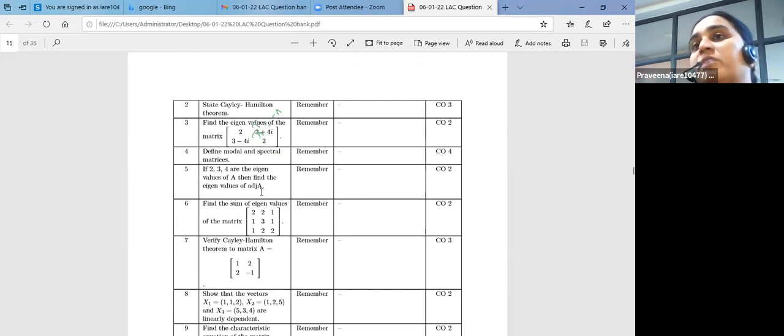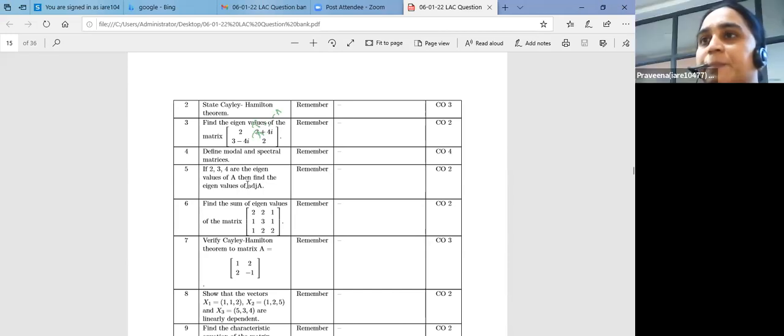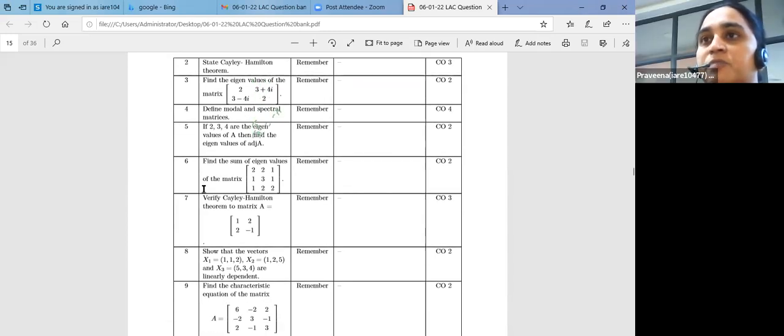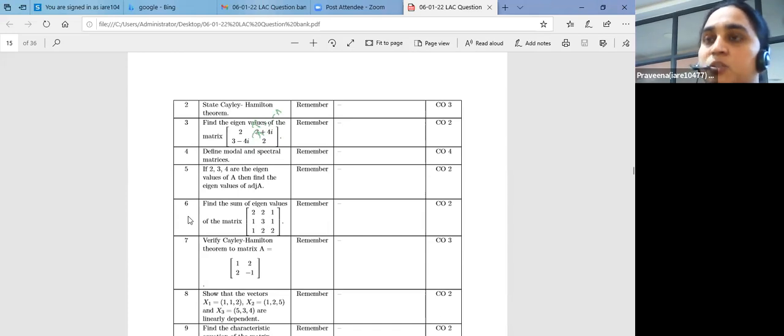What is the formula for the adjoint A? Tell me, anyone. Det A by lambda. What is det A here? Det A means what? Product of the eigenvalues is equal to what? Determinant of A, right? That's the concept for the 5th question. Next, find the sum of the. When I told you yesterday, you noted the answer for finding adjoint of A. Last class I discussed this statement.